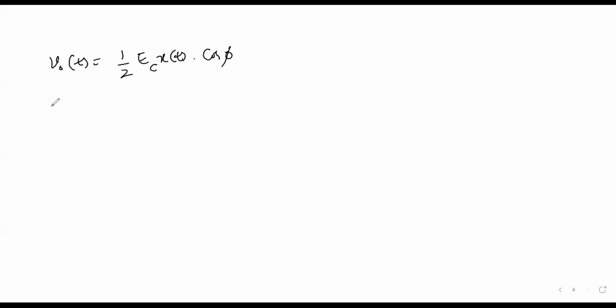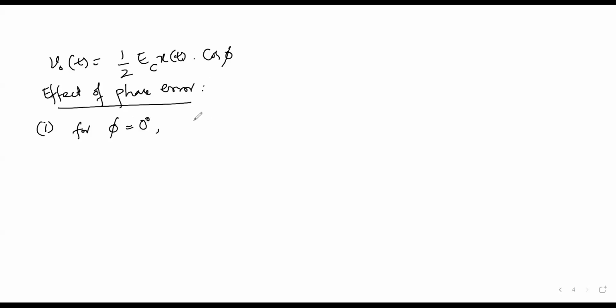Right, now we have to calculate the effect of phase error. So we'll consider the maximum and minimum values of the phase value. So for phi equal to 0, the output of the coherent detector will be maximum.